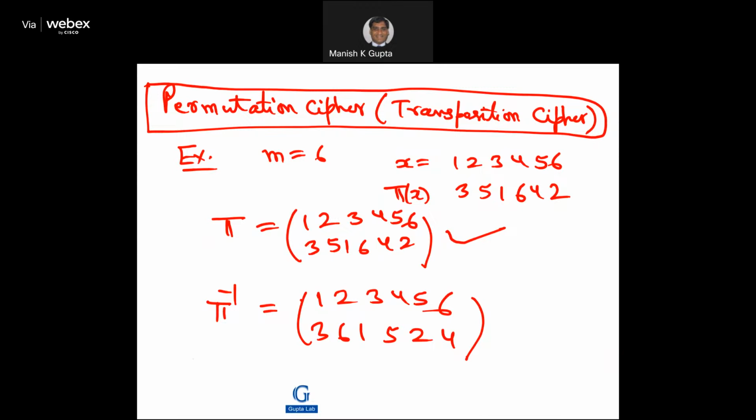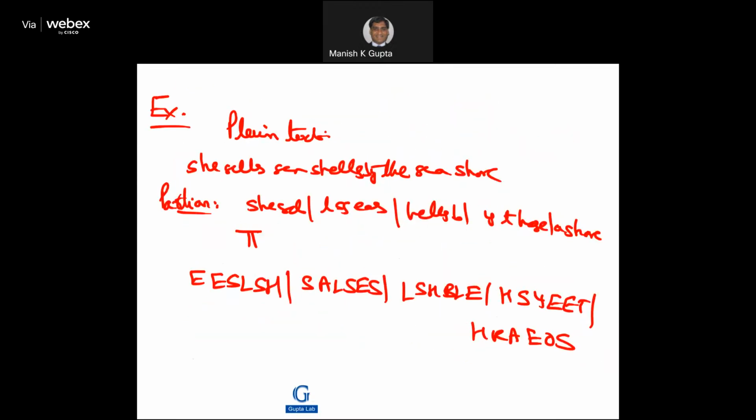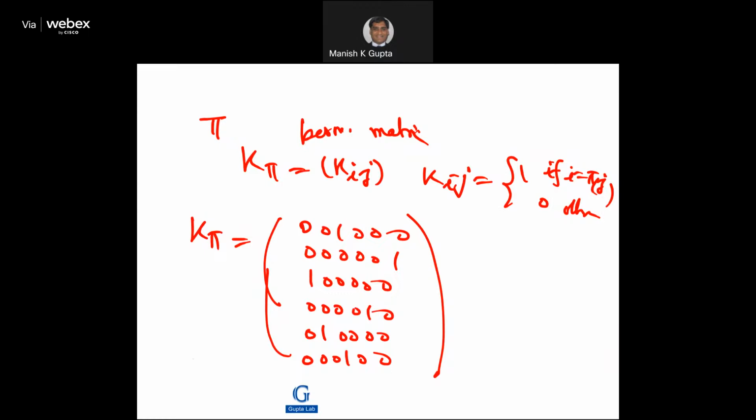Similarly, we have the inverse matrix. So I think here is the example. For this pi, here is the permutation matrix. Okay, permutation applied.